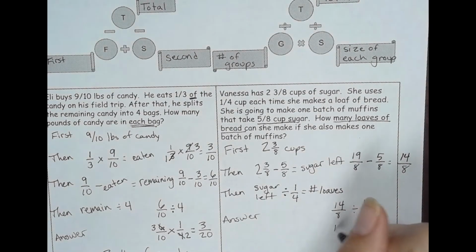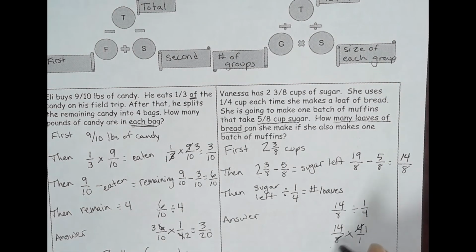Okay, keep the first, 14/8. Flip the second, so that'd be 4 over 1. Change the sign. Cross cancel where you can. Okay, 4 and 8 share 4 in common, so this will become 1 and this will become 2. Okay, remember with cross canceling, a cross is good, but as long as it's something on top and something on bottom, you can cross cancel as well.